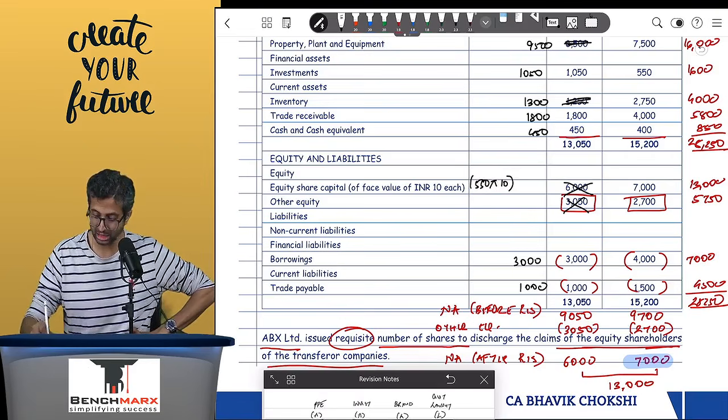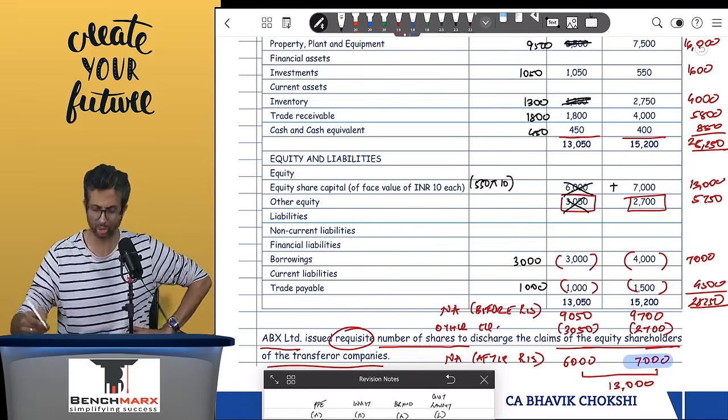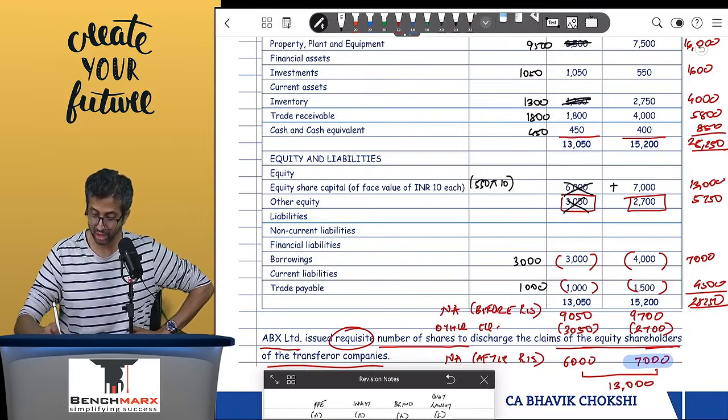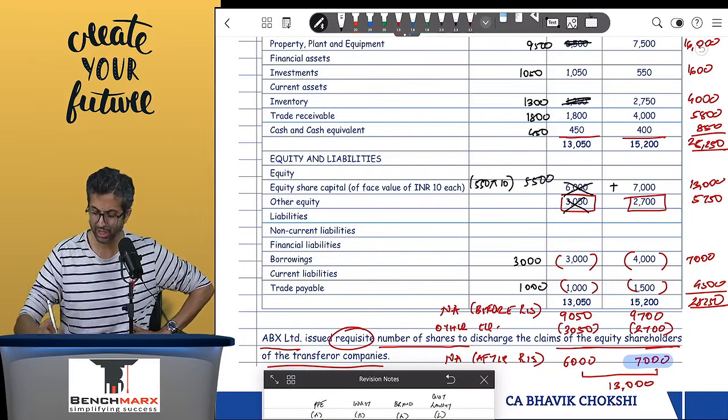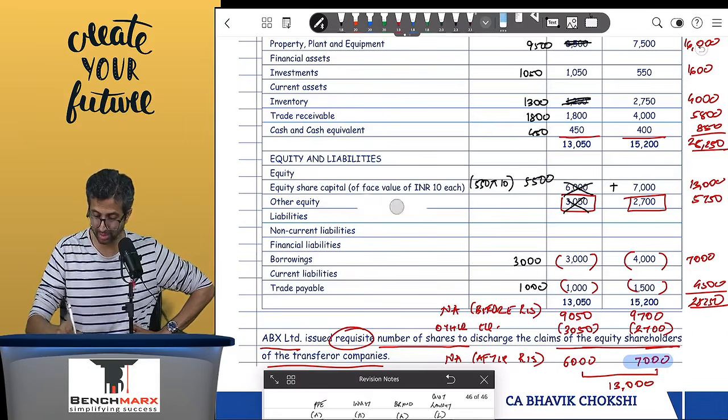And as a result, to the 7000 worth of share capital, which will be issued by ABX to the shareholders of BX, we will have another 5500. Separately, when you look at other equity, to the other equity of 2700, you will also add the securities premium. There will be a securities premium.